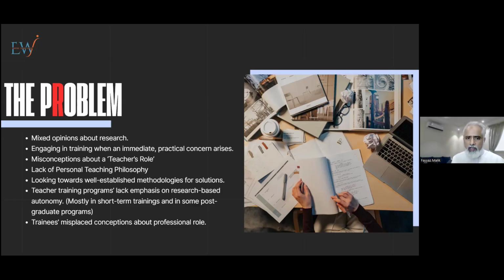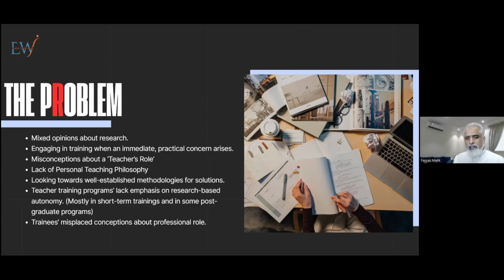Then most of the training programs have a lot of focus on well-established methodologies, behaviorism, and different techniques and methodologies that have been developed over the last 100 years. They spend a lot of time teaching them. A lot of activities move around them. A lot of reading material is available about them, and even the classroom management observations move around these theories.